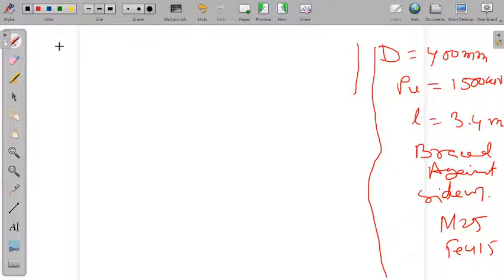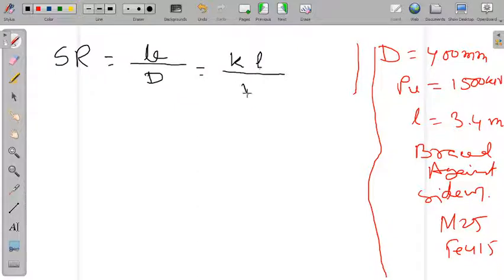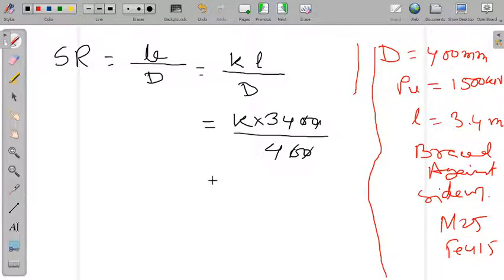Okay, how to do that? First find out the slenderness ratio. Slenderness ratio is L effective divided by lateral dimension. Here it is a circular column, so lateral dimension in every direction is the same. L effective is effective length ratio into unsupported length, divided by D. Here we do not know the effective length ratio, let us say it is K. L is given 3.4 meter, so in mm it is 3400, divided by D, which is 400. So cancel. How much are you getting? This is giving you 8.5 K. Slenderness ratio is 8.5 K.